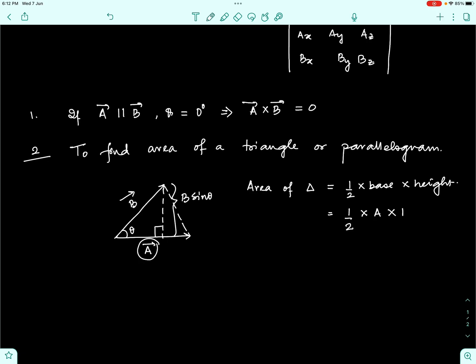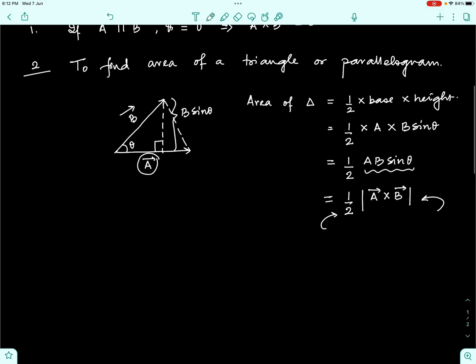So, the height then becomes B sin theta, and if you look at this expression carefully, you are getting half into AB sin theta. What is AB sin theta? AB sin theta is nothing but the magnitude of the cross product of two vectors, mod of A cross B. So, if two vectors A and B are forming a triangle, then we can easily find out the area of the triangle by just finding out the cross product of the two vectors and just finding out the half of it, right.